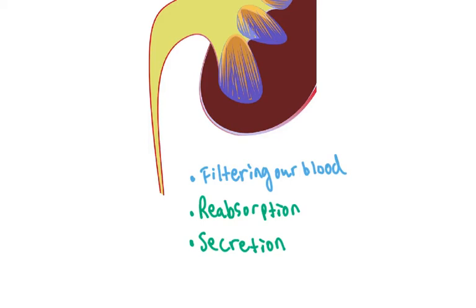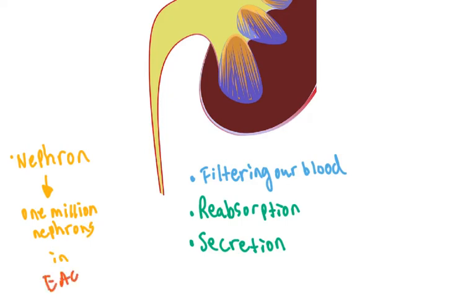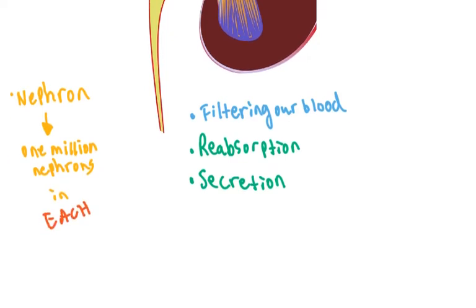And the functional unit of our kidney is called the nephron. There's going to be a bunch of nephrons. There are about 1,000,000 nephrons in each kidney. So keep in mind we have two kidneys. So that's pretty insane.